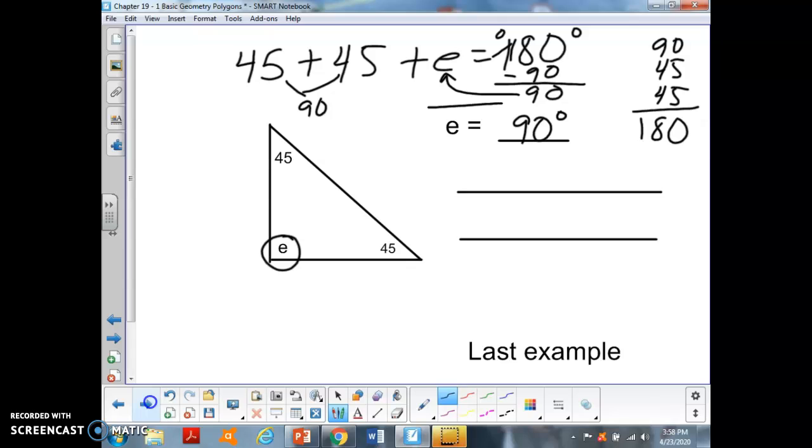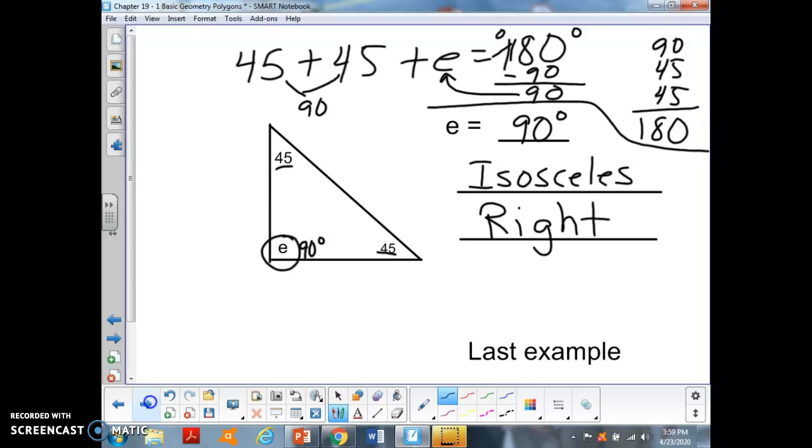So I've got my first part done here. Now I'm going to write 90 down here, so I got it. Are all three numbers the same? Nope. So it's not an equilateral. You will have some today where all three numbers are the same. Are two of the numbers the same? Yep, 45, 45. So again, it's isosceles. Are all three numbers less than 90? Nope. One of the numbers 90? Yep. It is a right triangle.